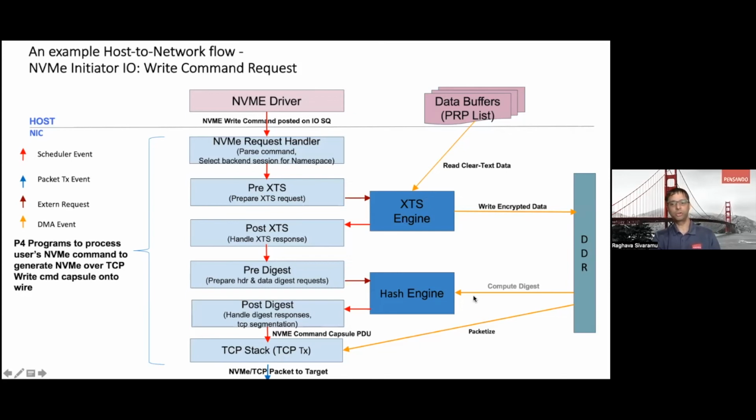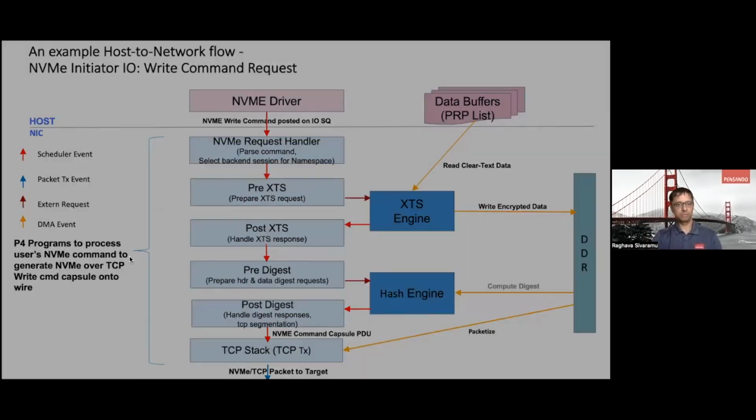And then the hash engine computes the digest on it based on the request descriptors that are set up in these pre-digest P4 programs. These programs are basically used to set up the requests into these hardware engines and call a hardware API invocation to do the corresponding encryption or the hash operation. And ultimately, the TCP TX program would pick up the final data that is computed as an NVMe PDU, and then packetize it by adding a TCP header and DMAing it into the packet buffer, where the L3 processing and below happen in the switch P4 blocks before the packets are sent out on the wire.